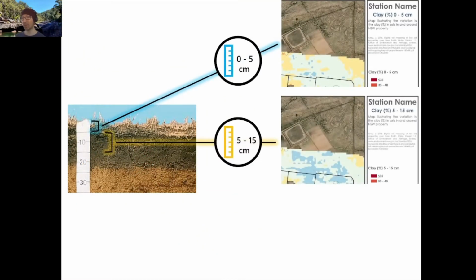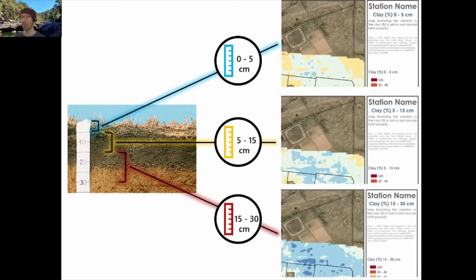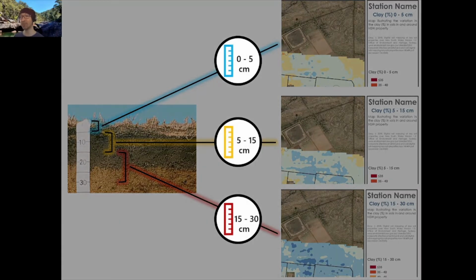Now, for some soil measurements, clay percentage for example, we've included 3 separate maps to show you what's happening as you dig deeper into the soil. If you see these symbols during the presentation, then you'll know there's 3 maps for that soil measurement included in your map book. All right, let's jump in.